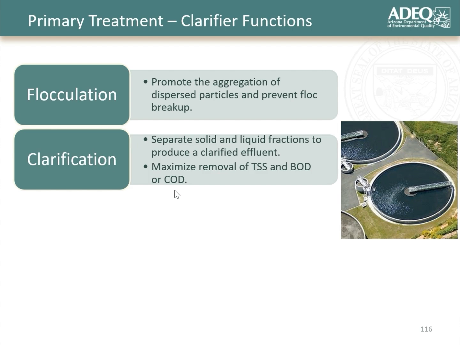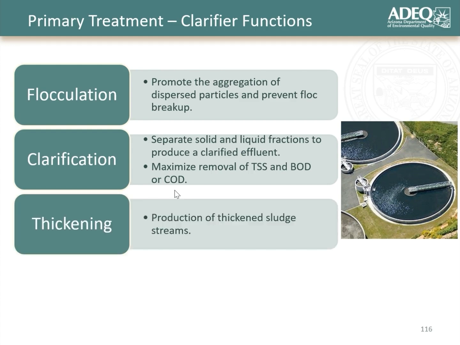Then clarification happens, in which the solids and the liquids separate. The solids make up a good portion of the TSS and BOD that is removed from the process once you have the solids separate from the liquids. Finally, thickening happens as the sludge settles at the bottom of the clarifier. You'll have compression as more and more sludge piles on top of it. You'll compress the sludge at the bottom, which will then dewater and cause the sludge to become slightly thicker.